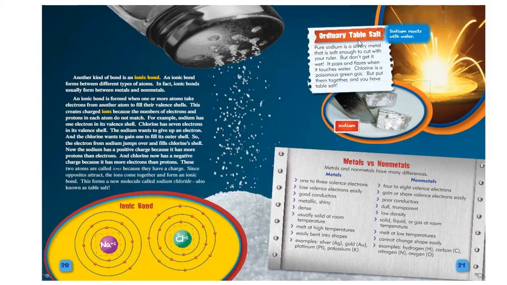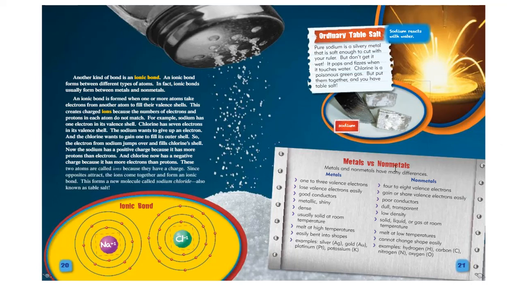So ordinary table salt, everybody, the kind that you sprinkle on your food to give it some flavor. Pure sodium is a very silvery metal that is soft enough to cut with your ruler. Oh, but don't get it wet. It pops and fizzles when it touches water, like that. I think we saw that earlier, right? Chlorine is a poisonous green gas, but put them together and you have table salt. Again, a very interesting example of two completely different elements that, when bonded together to form a molecule, end up creating something very different, in this case table salt.